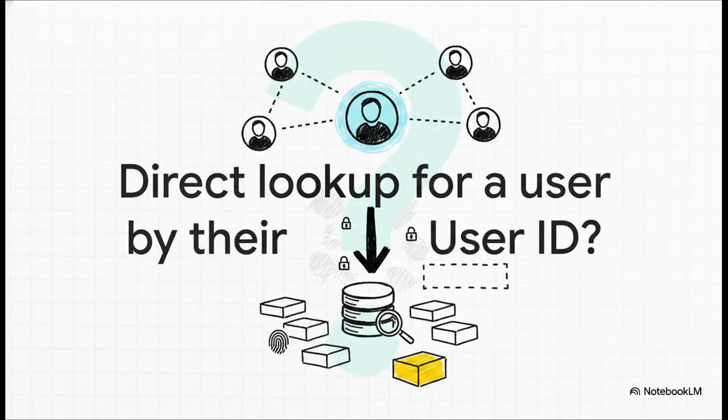All right, final one, scenario 3. You are optimizing a social network's backend authentication. You need to execute a direct, exact lookup for a user's profile using their unique exact user ID. No ranges, no wildcards, just pure, precise equality. What is the absolute fastest tool for the job?